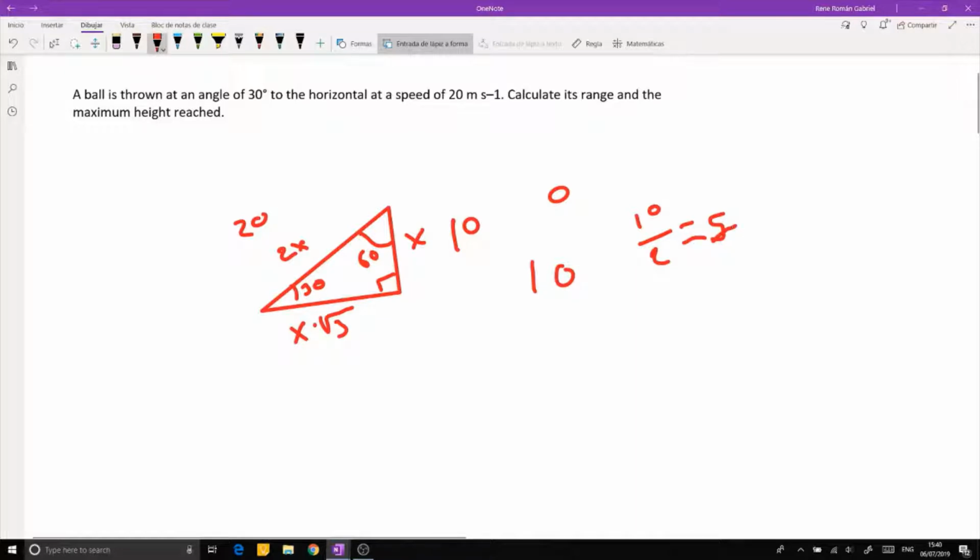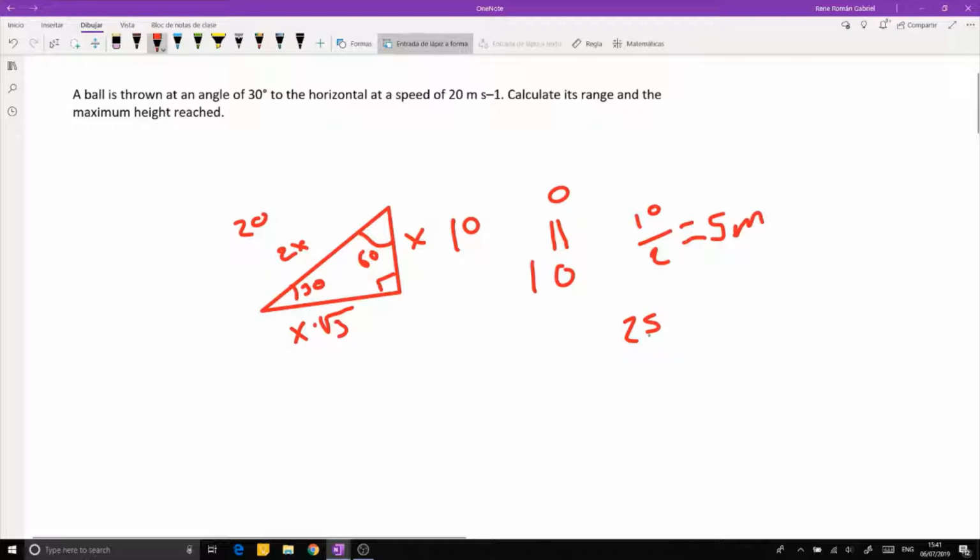But then for the range, we still need the horizontal velocity for one more thing. The only way to figure out range would be by figuring out the time. And to figure out time, it's easy because we just said here that it took 1 second to go to 0. And it would take 1 more second to go from this height reached back to the ground. So it would take us 2 seconds. I'm just gonna write that there, 2 seconds.